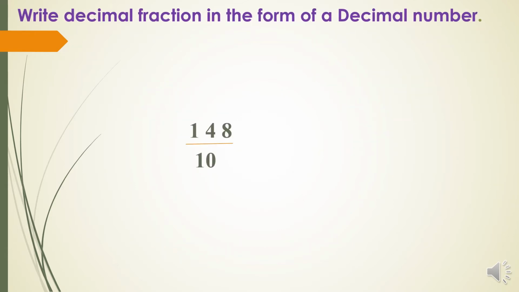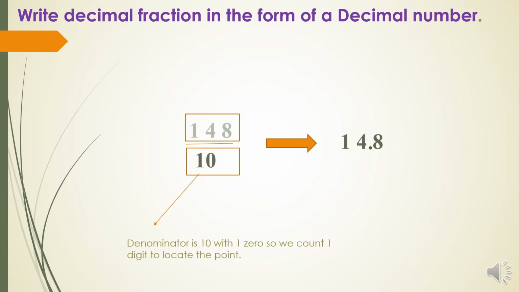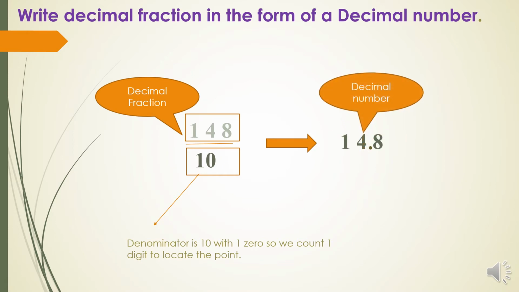Another example, 148 over 10. The same. First we have to take 148 as it is. Then I will count one digit because we have 0 down, 1 0. Then we have to count one digit to put the point. Then I will put it here. I get 14.8. This is the decimal fraction and this is the decimal number.